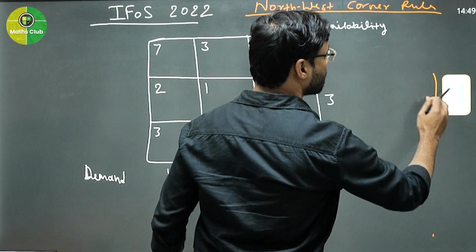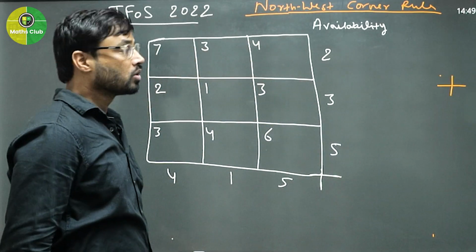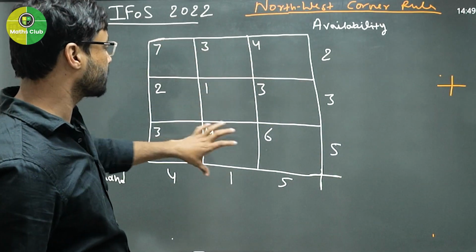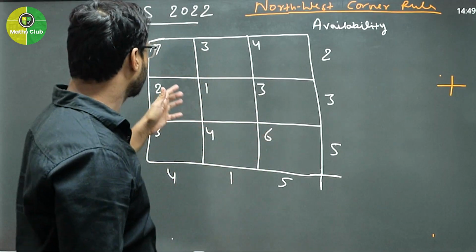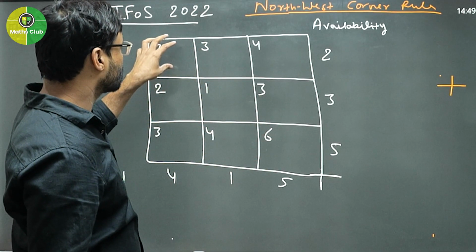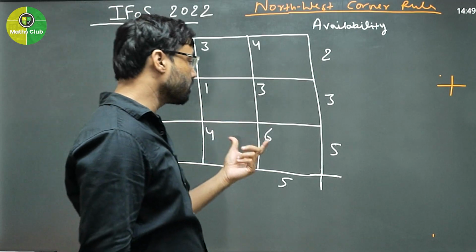We know the northwest is the north and west side, so this corner is the northwest corner. In the given TP, first pick the northwest corner. That means first we have to pick this cell, and in this cell try to put the maximum possible value.